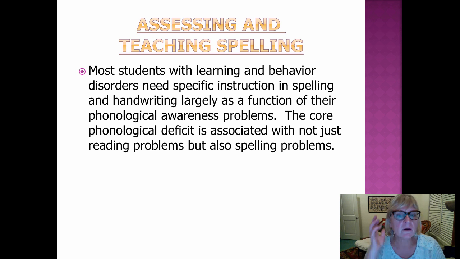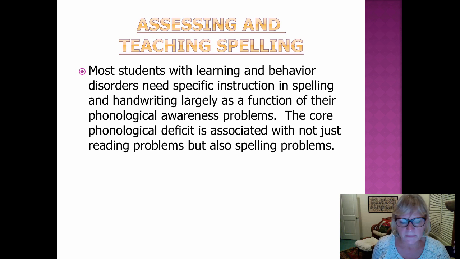And one of the things that we know is for kids with learning and behavior disorders, most of the time their problems in spelling, and actually also in handwriting, are related to phonological awareness problems. And that phonological deficit is not just associated with reading, but it's also associated with spelling and being able to get those spelling words down on paper. So again, remediation in terms of phonological awareness can be very, very important, but also remembering that kids are going to need very specific instruction in spelling and handwriting, and it needs to be, again, in that zone of proximal development. We need to know what skills do they have, what skills do they need, and we need to teach that in a very structured way.